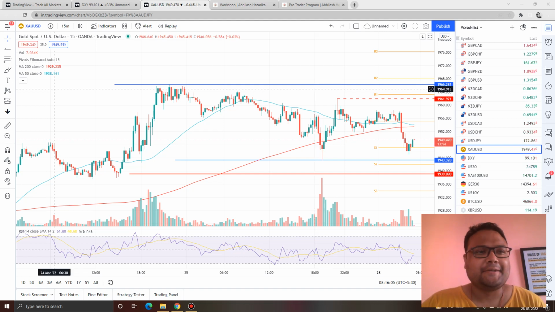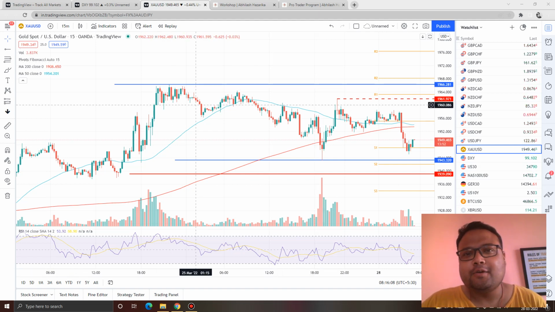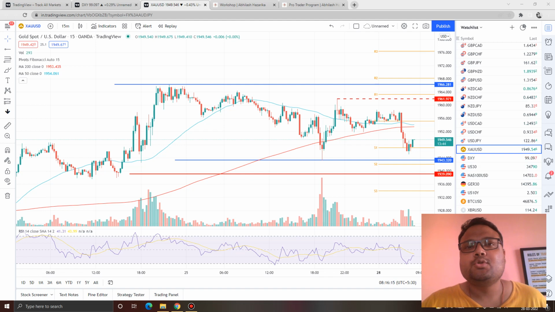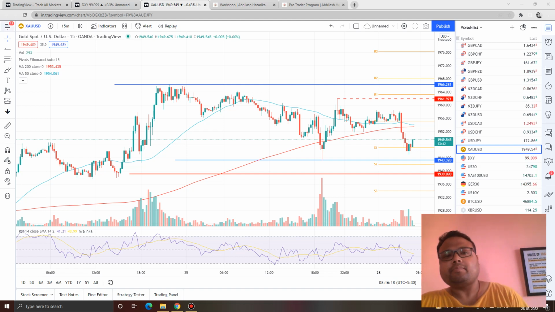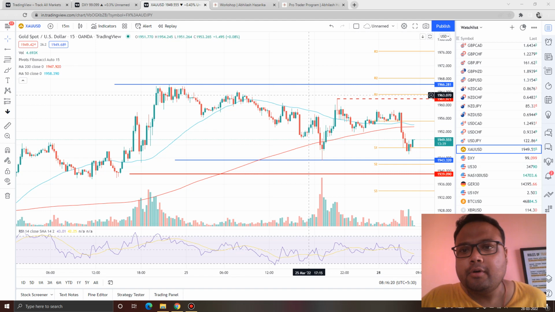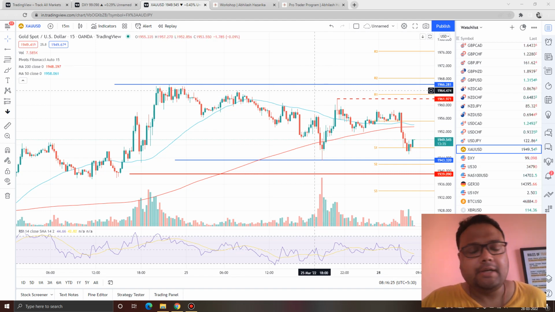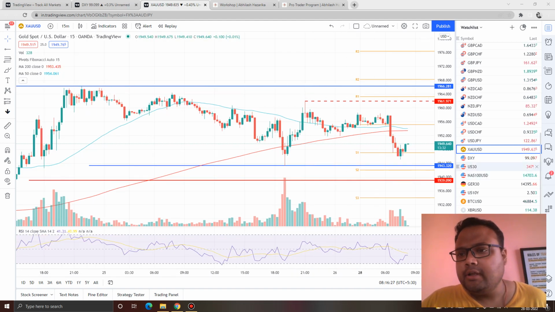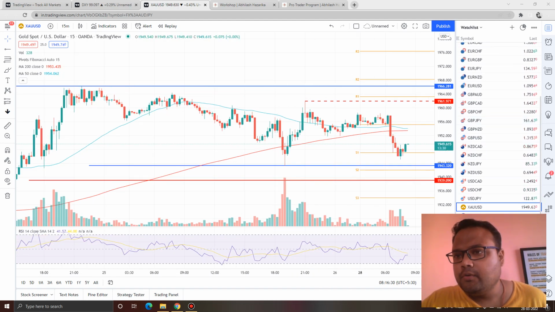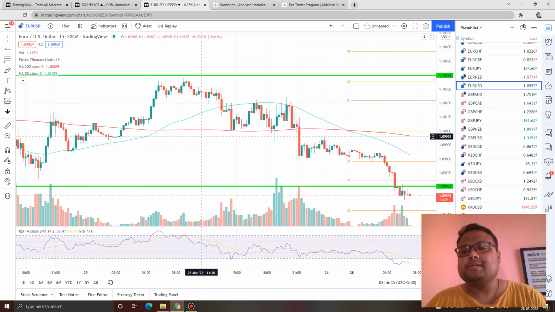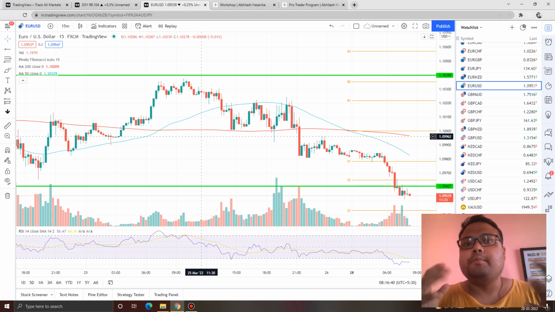So let's get started. As you can see, instead of the 4 hour chart, I am in the 15 minutes chart because today I'll be sharing a few trading spots, trading zones for day trading purposes only. Before I proceed, I would like to mention that probably you all have seen that since morning gold is in downtrend. In fact, if you look at the chart of Euro USD, you can see the same. Almost all the USD pairs, Euro USD, Gold USD, are showing signs of bearishness.